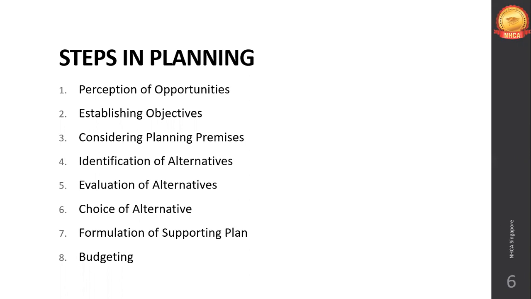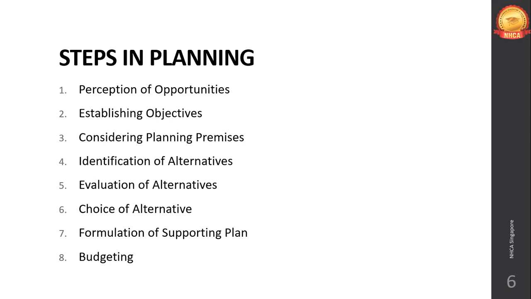Opportunity means what? A mistake can also be an opportunity when it comes to planning. So perception of opportunities means, if you're a manager, top level, middle, or lower level management, you have to keep an eye out for the opportunities which may come in your way where you have to start a planning process. So the first step in planning is having the opportunity to plan itself.